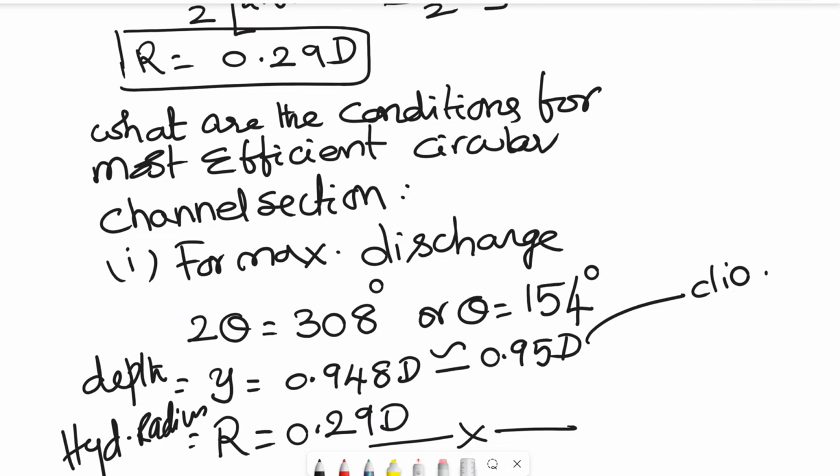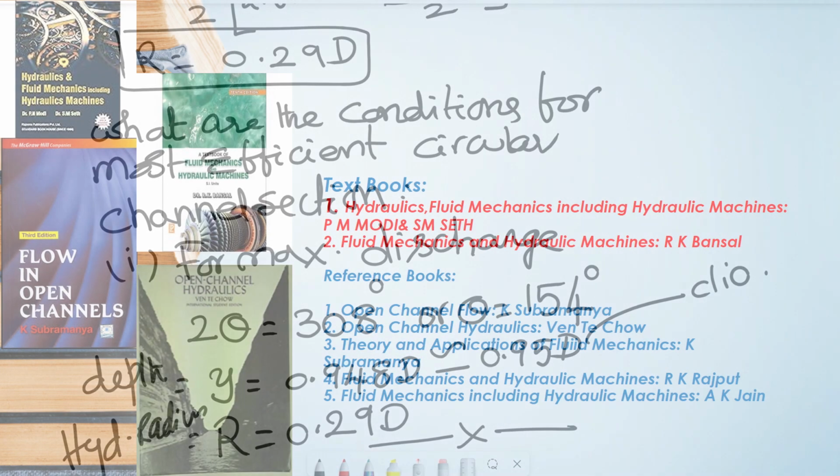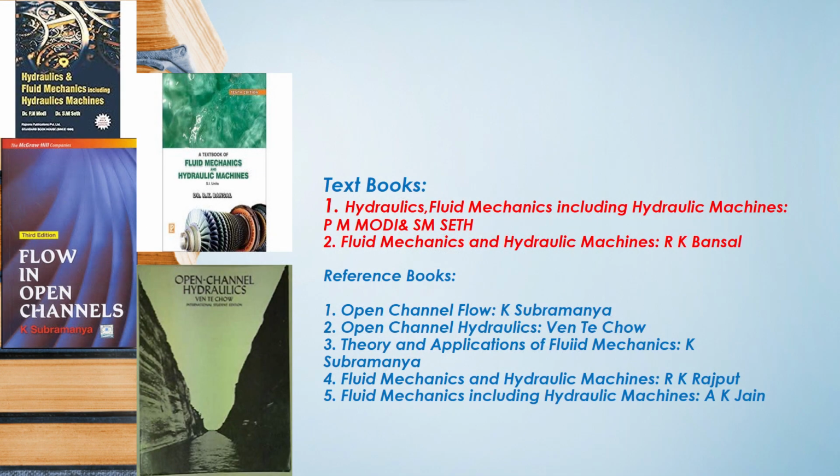So we will stop this lecture here and meet in the next lecture with the second part of this circular section, which is nothing but what we have to do for maximum velocity. So that we will do in the next lecture.